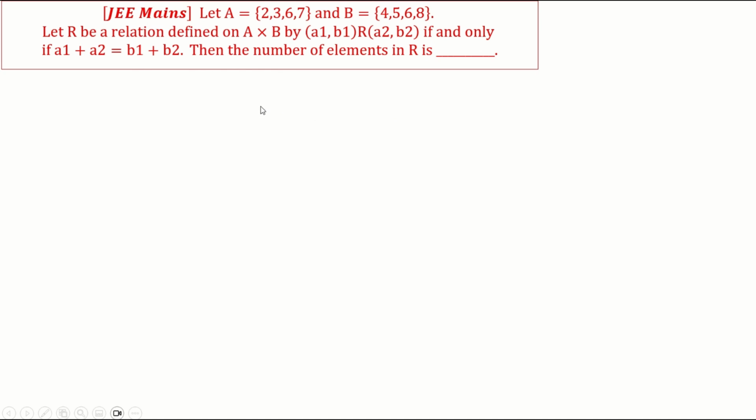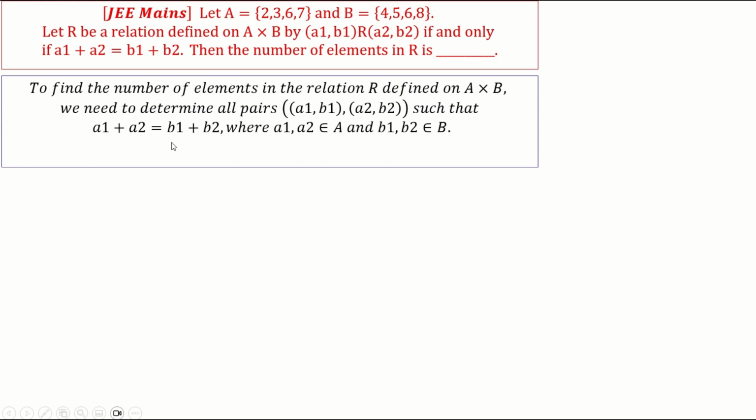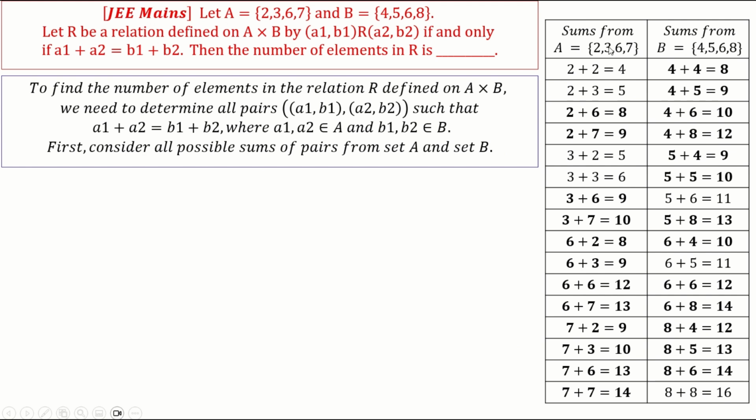So what we need to find out is basically the number of elements in the relation. We need to determine all pairs such that a1 plus a2 is equal to b1 plus b2, where a1, a2 belong to A and b1, b2 belong to B. Right. So first let's consider all possible sums within the set A and within the set B. If you write sums from set A, 2 plus 2 is possible, correct? 2 plus 2 is 4, because 2 and 2 can become two ordered pairs here.